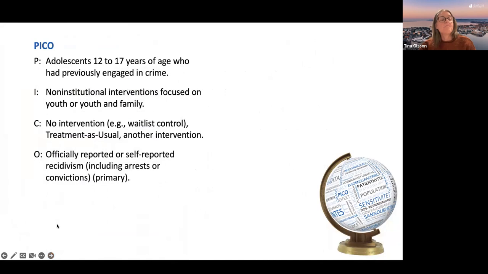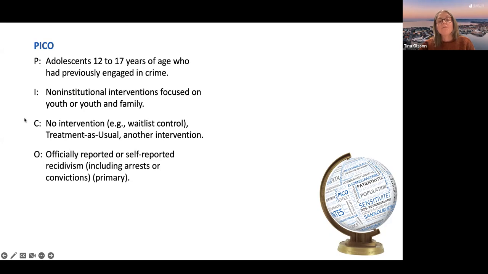By way of method, our PICO, which is Population, Intervention, Control, and Outcome, we were interested in studies that looked at adolescents between 12 and 17 years of age who had previously engaged in at least one crime. And this previous engagement in at least one crime is what made our systematic review stand out from some prior reviews that did not have previous criminal activity as part of the inclusion and exclusion criteria.